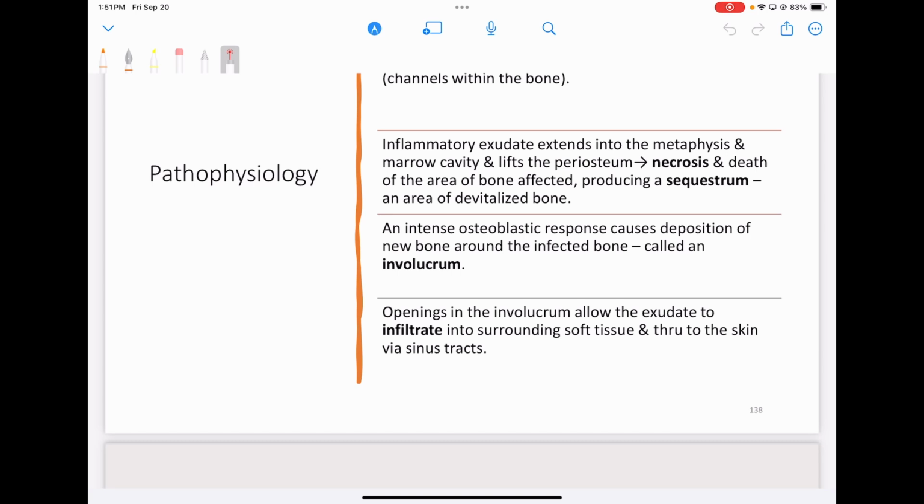So necrosis and death of that area of the bone affected produces a sequestrum. And we're sequestering that devitalized bone. If that bone broke off as the periosteum lifted off, you have little bone fragments. You can't take those bone fragments and put them back in the bone. They have to be taken away. So we have a sequestrum to do all that. Then we get an intense osteoblastic response. We're going to build more bone, new bone around the infected area, and that's called an involucrum. Involucrum is new bone coming into the area around the infected bone.